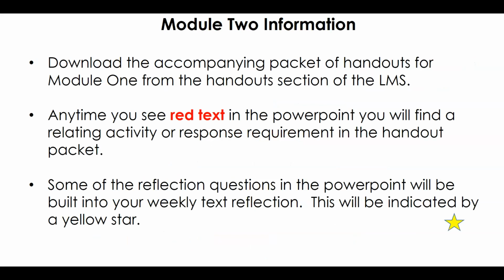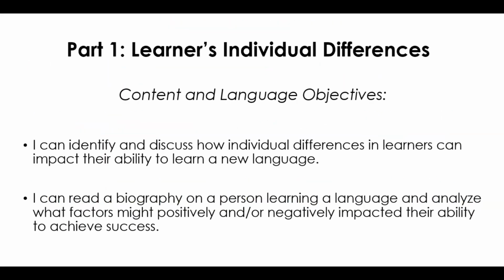So again, you're going to want to download this. The text is going to be in red for Module 2, and we're going to look for that yellow star to indicate what we're going to be writing in our weekly text reflection. So for this one, we're going to look at Part 1, Learners' Individual Differences. This is found in the text in Chapter 3, and we're going to look at identifying and discussing how those differences in learners can impact their ability to learn a new language, and we're going to read a biography on a person learning a language and analyze what factors might positively or negatively impact their ability to achieve success, and that will be part of your Analyzing a Learner assignment.